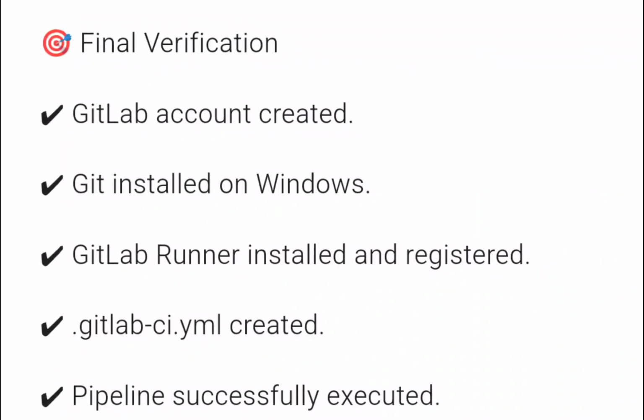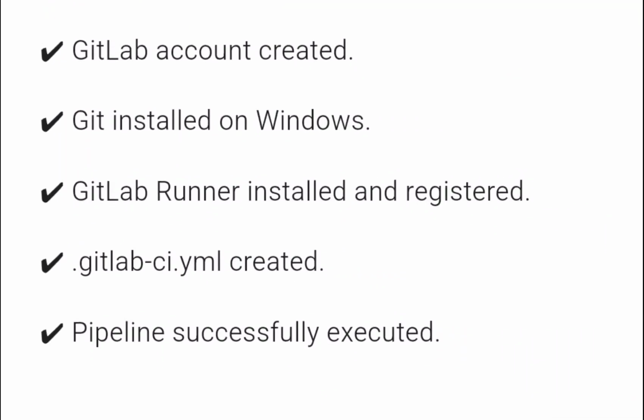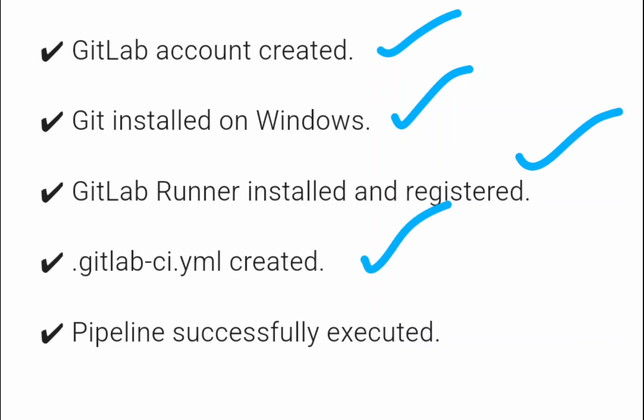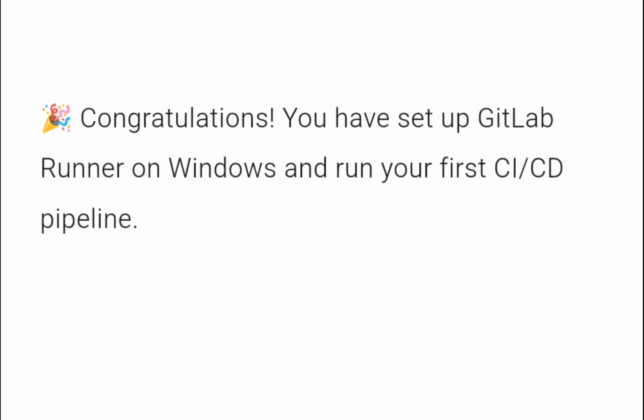And yeah, these are some final verifications of what we have learned from this particular video. The GitLab account is created, and later we need to install Git in the Windows system, and we need to install and register GitLab Runner, and an example .gitlab-ci.yml file is created, and we executed the pipeline successfully. And yeah, congratulations for your first GitLab CI/CD runner and CI/CD pipeline as well.